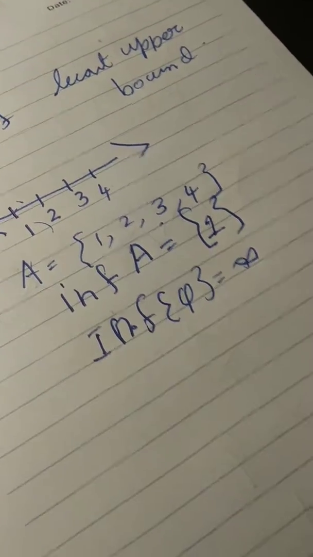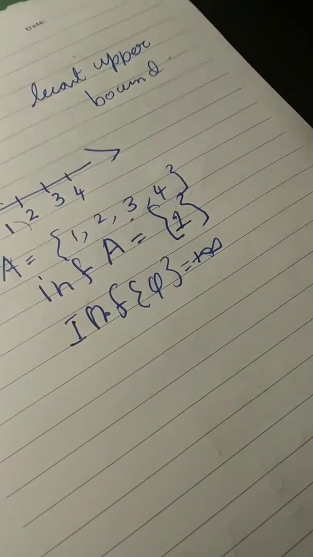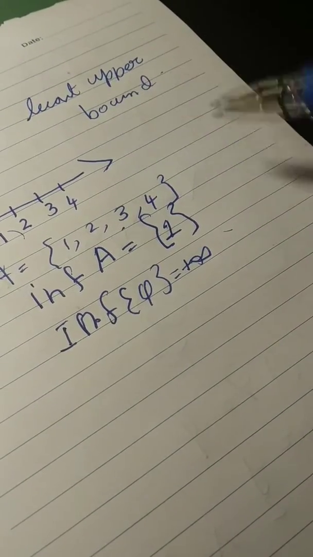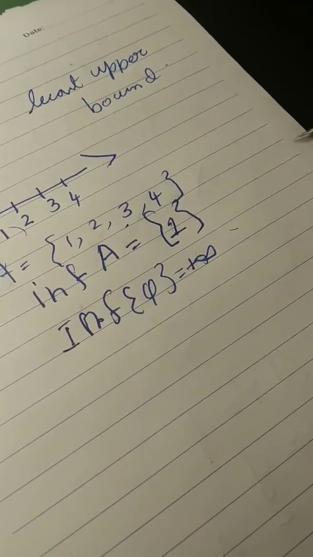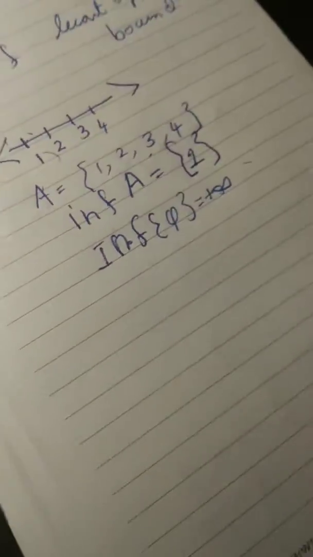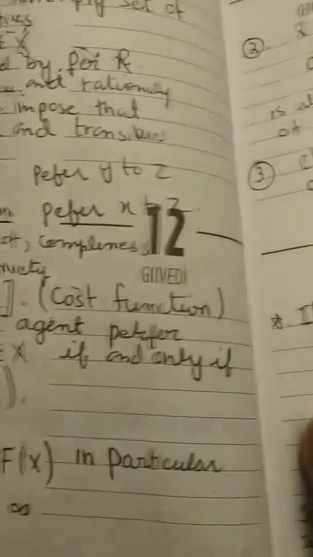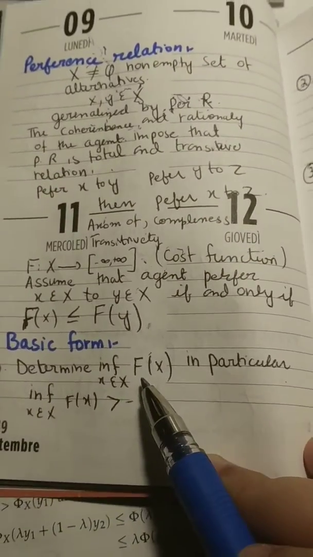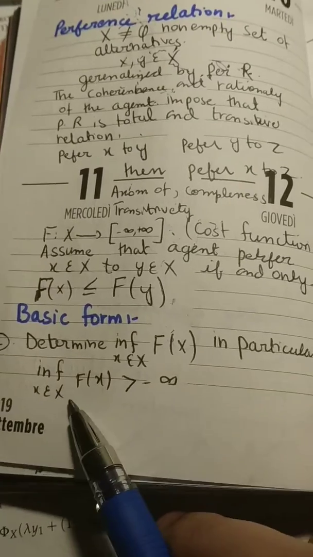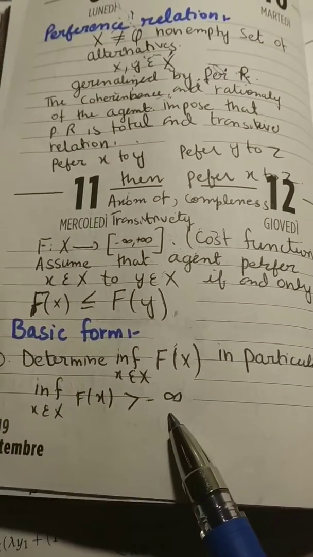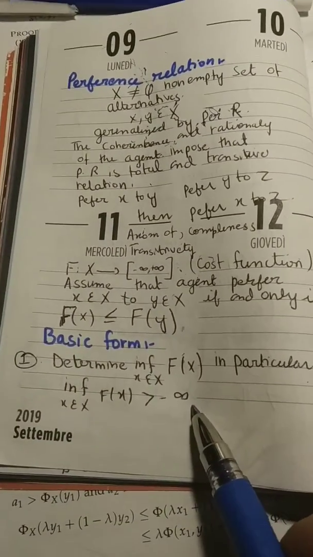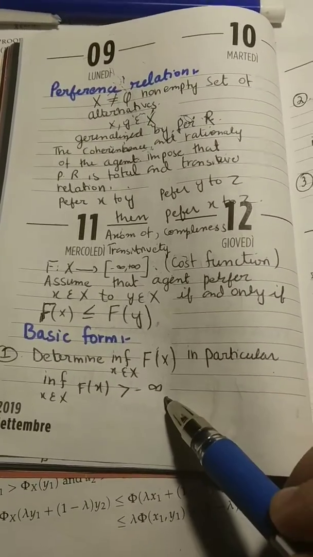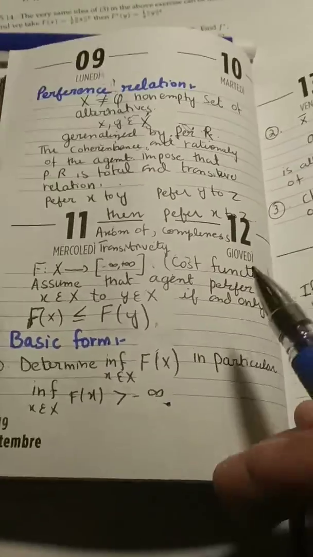Positive infinity. Okay, because you know that least upper bound, we have to find the least upper bound. So least upper bound is this. Now you know that we have to first determine the infimum of a function. In particular, infimum of a function is greater than minus infinity. It's the first step in the basic form to obtain an optimization problem.